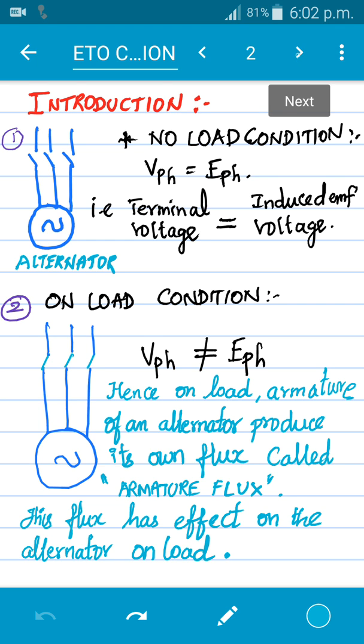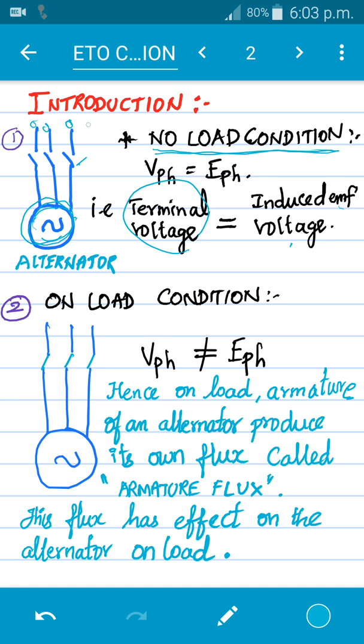Before going to the armature reaction in alternator, we have to see the introduction and then we'll go to the armature reaction. For example, we will take the alternator running on no load condition. We get exactly what is induced in the alternator at the terminals, so the terminal voltage will be equal to the induced EMF voltage. The induced EMF voltage is what is produced by the alternator, and the terminal voltage is what is available up to the load. So at no load condition, the terminal voltage is equal to the induced EMF voltage.